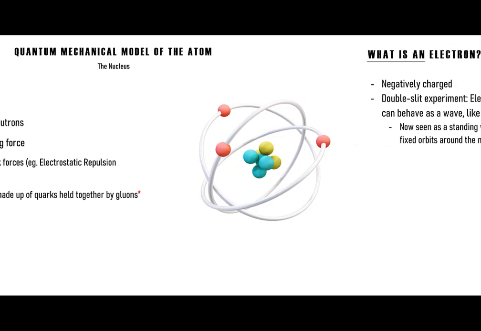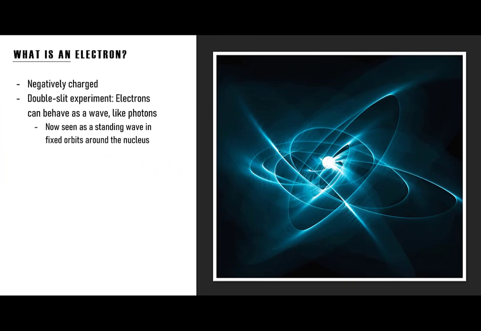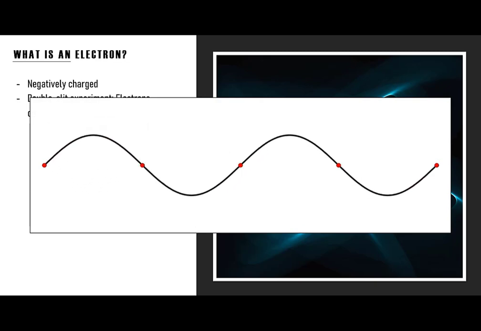Next, let's talk about electrons. Do you know that electrons can pass through the nucleus? As electrons are not made up of quarks, they are unaffected by the strong force. They are negatively charged particles that wouldn't quite be pinned down. They were shown by the double slit experiment to behave like a wave, just like photons. We now understand electrons as standing waves in fixed orbits around the nucleus.